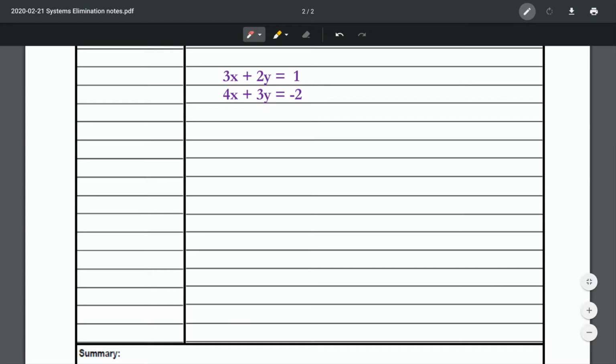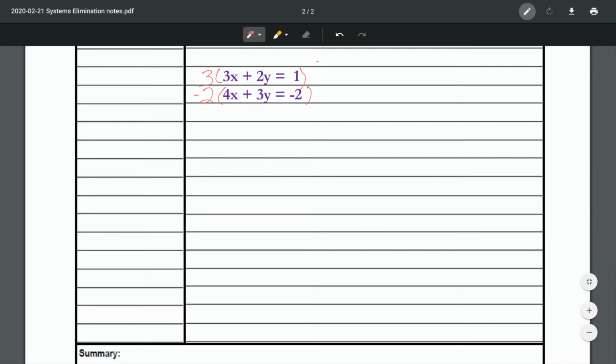So with these 2 and 3 for the y, I take the 2 and I multiply it by the 3. And I take the 3 and I multiply it by a 2. Because what that will give me is both numbers will end up being 6. Now, since both are positive, I need one of them to be negative. So let's make the 2 negative.